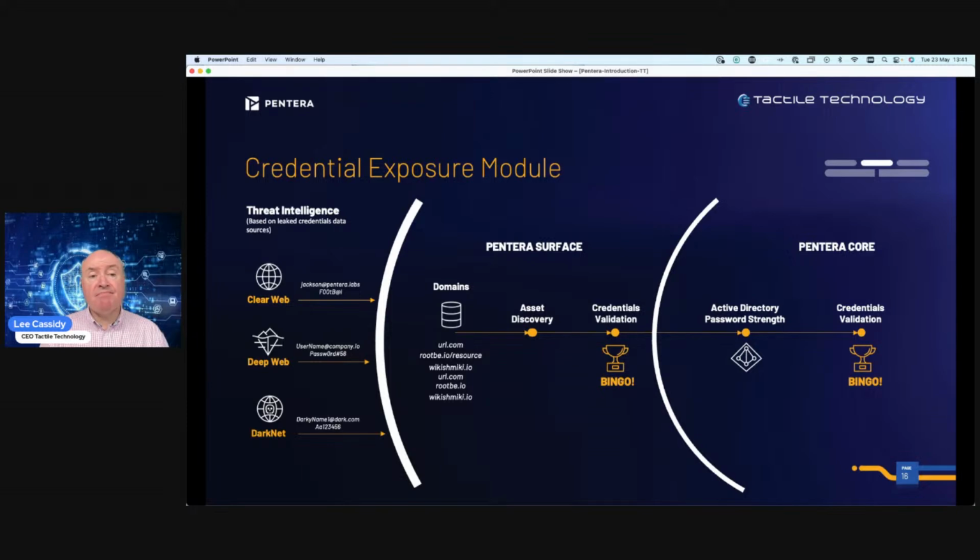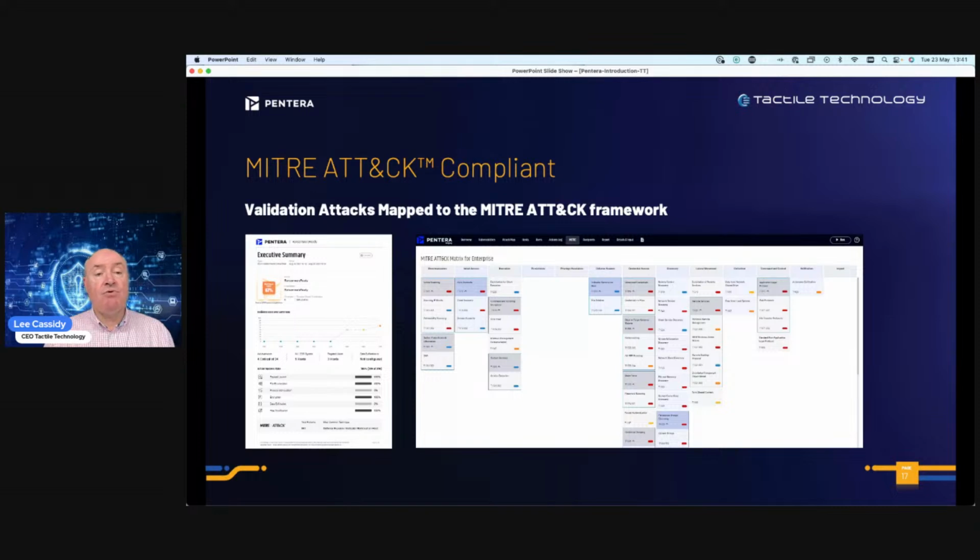Credential exposure, remember, many things we can think about here. We're looking at threat intelligence, understanding what's out there on the deep web, dark web, what's happening. Surface will actually look around your domains and assets and try and find any credentials and validate those. What it'll also do is check those against Active Directory. Most people are using either local or Azure Active Directory, and it will validate those credentials to make sure that they're okay as well. And like I said before, everything's mapped against MITRE, so you're going to see it in line with the posture that an attacker would take and which stages they're going to go through.